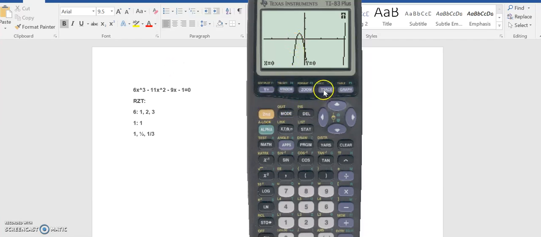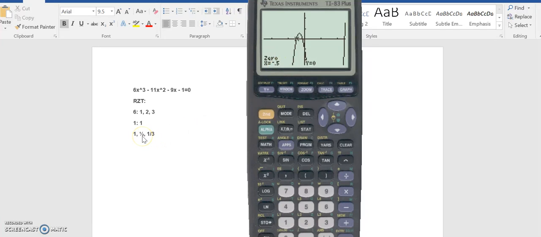My goal here is I want to know what these are so I know which one to test. So I'm going to go to second trace. It says calc above there. And I'm going to go to the zero. Click on it. And then you need to go left bound, so the left side. I'm just going to do them one at a time over here. The left side of this one, enter. And then you go up top, the right side of it, enter, and then have it guess. And it comes out negative 1/2.